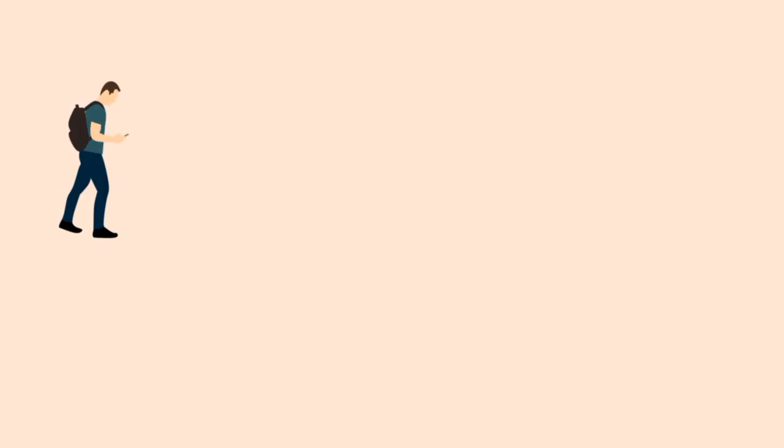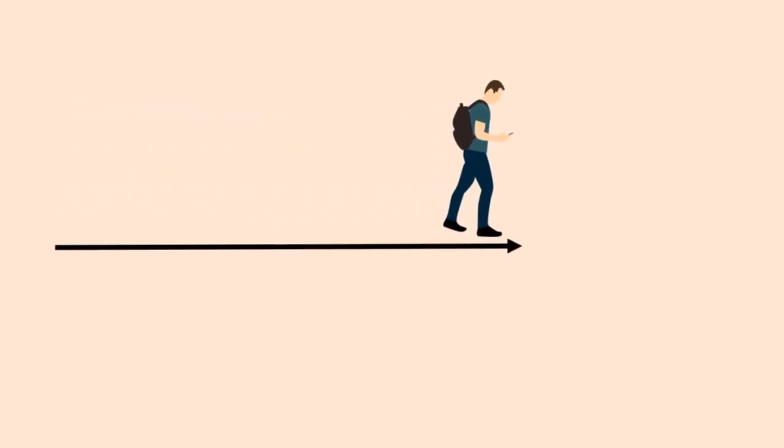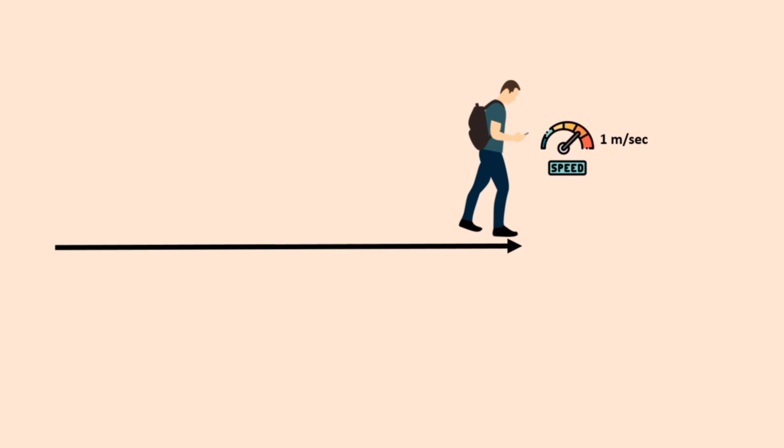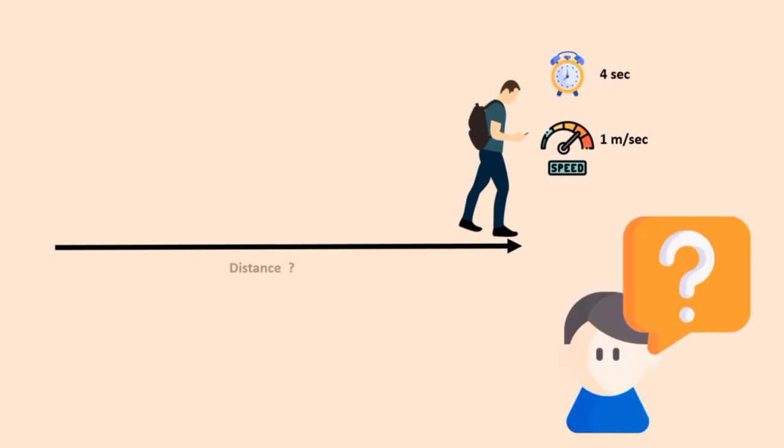Hey, welcome back. Let me ask you something. If you walk at a constant speed, let's say your speed is a constant 1 meter per second, and you walk for 4 seconds, how can we figure out the total distance you've traveled? That question leads us directly to integrals.